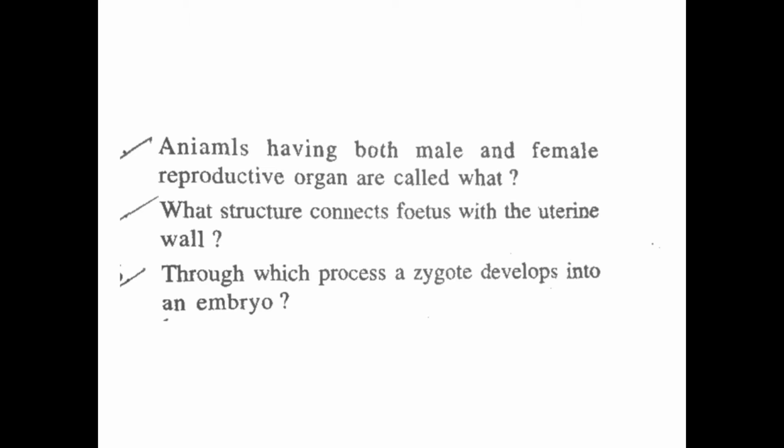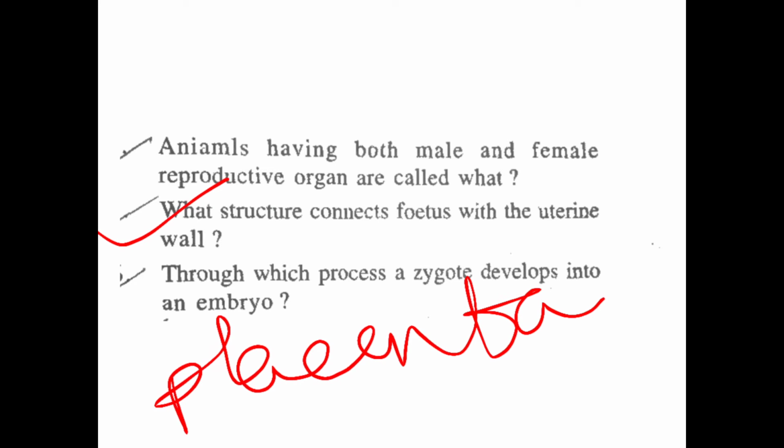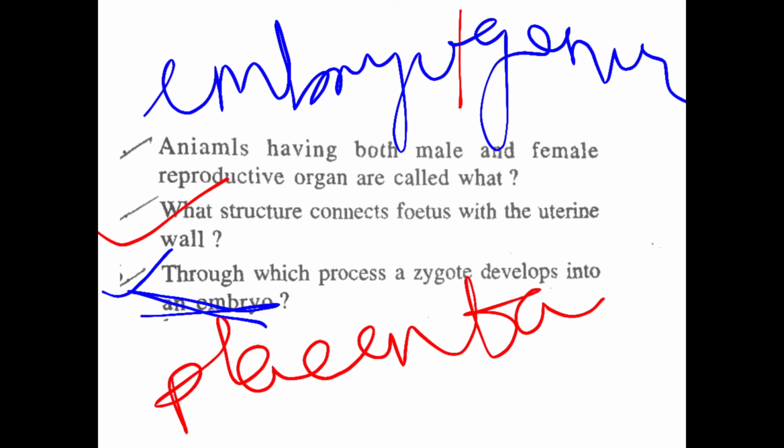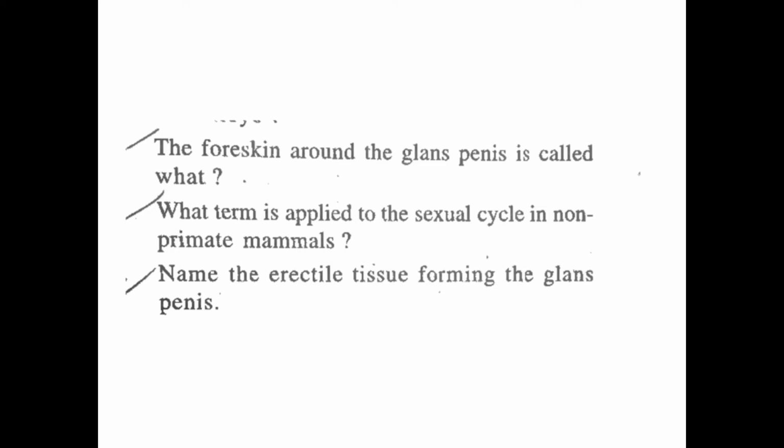Okay, what structure connects the fetus with the uterine wall? That is placenta. This is very simple. Then, through which process does a zygote develop into an embryo? You know, the process by which sperm are formed is spermatogenesis. The process by which eggs are formed is oogenesis. The process by which an embryo is formed is known as embryogenesis. Very simple. Embryogenesis.